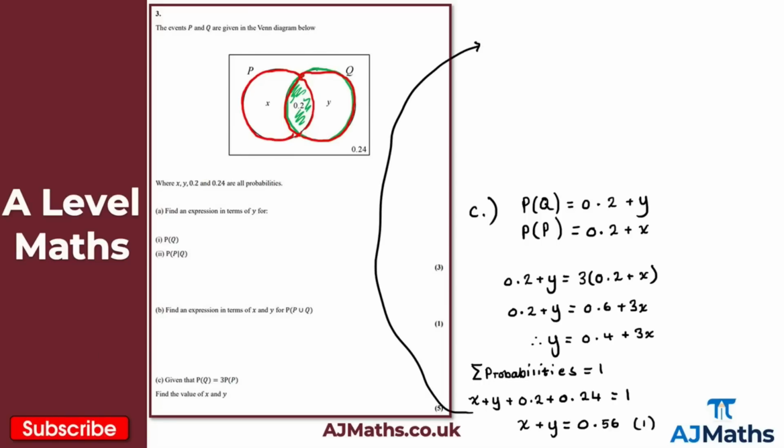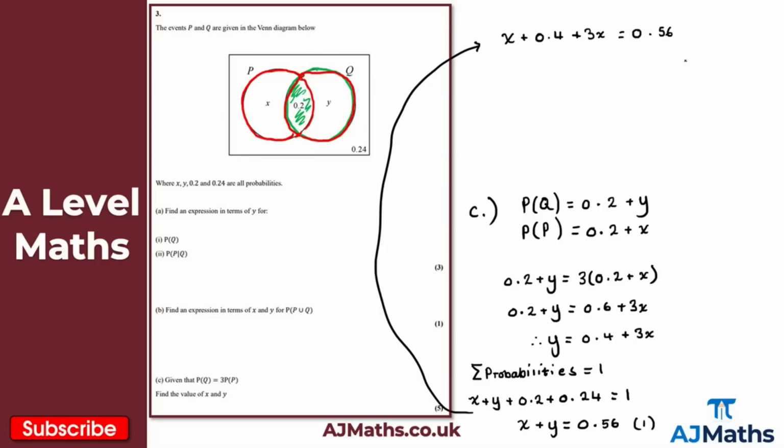So like I said, I'm going to now substitute y into equation 1 here. So I've got x plus 0.4 plus 3x. So x plus 0.4 plus 3x. Have I done this correctly? Yeah, and that's equal to 0.56. Okay, so all I've done here is simply replace y with this equation here. So x plus 0.4 plus 3x is equal to 0.56.